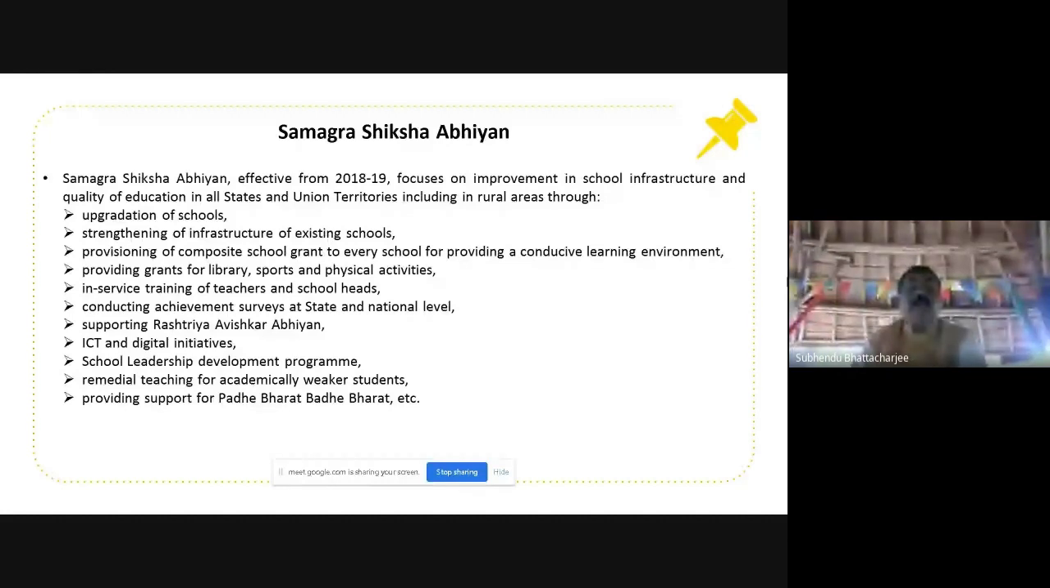And the emphasis has been given to 21st century skills, called School Leadership Development Program, and remedial teachers for academically weaker students in special learning centers. Even for those who have faced learning loss during COVID time, the government has a scheme called special learning centers to provide education to these weaker sections of students. And another scheme provides support to Padhe Bharat, Badhe Bharat, etc. These are the provisions which have been laid down in Samagra Shiksha Abhiyan.